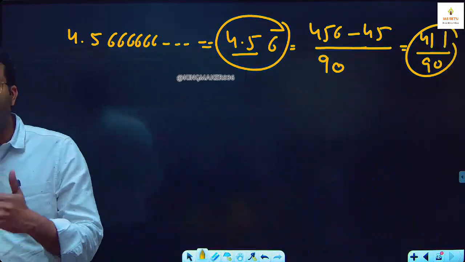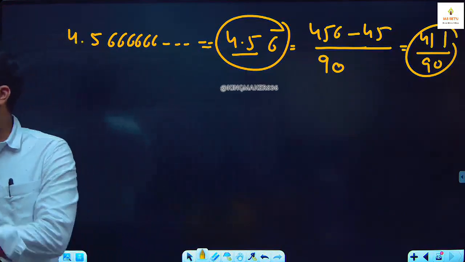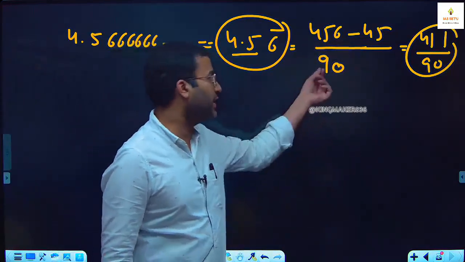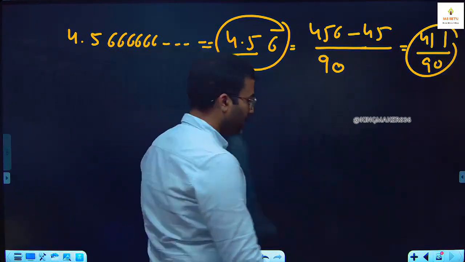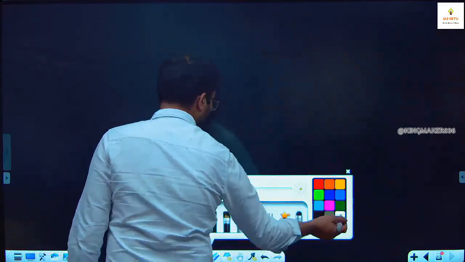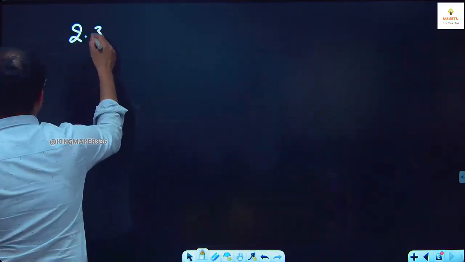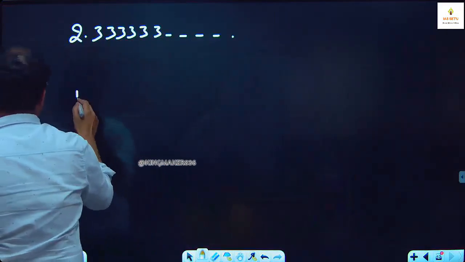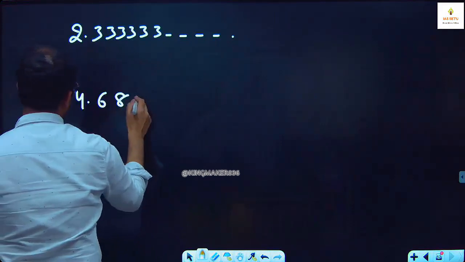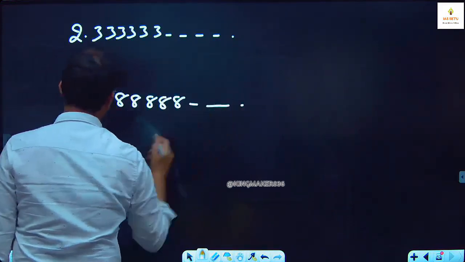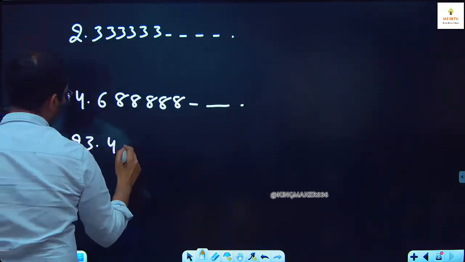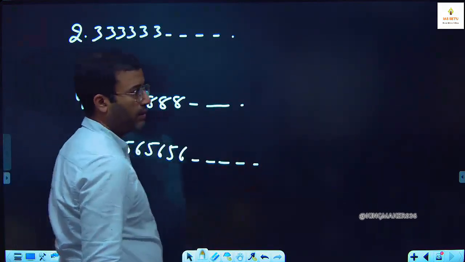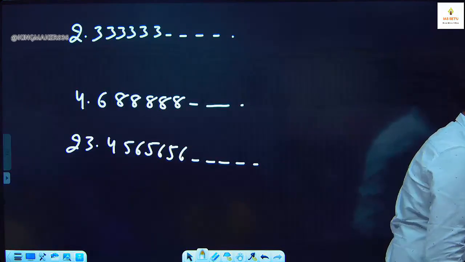I ask you 3 questions. Try, go slow, step by step. This is simple. What is Type 3? Total number minus non-recurring part, 9 and 0. Try. 2.333333. 4.68888. 23.4, 56, 56, 56, and so on. So go slow, take your time, find the fraction.